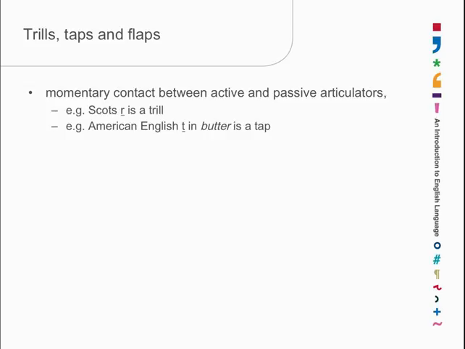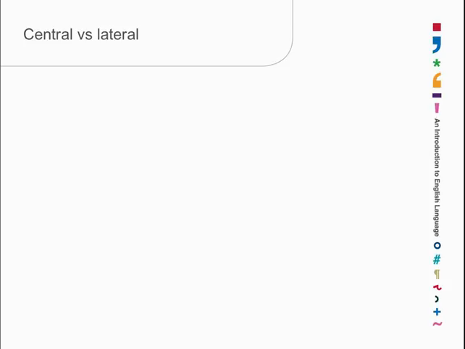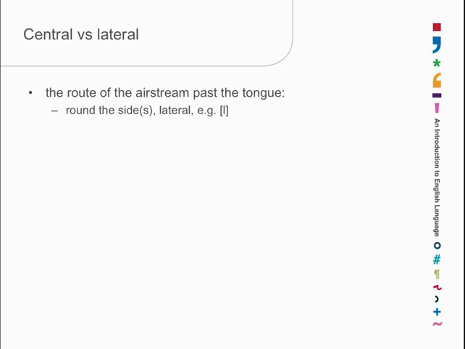What about sounds that are made in the center of the mouth as opposed to round the edges? This involves the route of the airstream past the tongue. The tongue's quite big and the air has to get round it somehow, and you can either create a groove in the middle or have the air escaping round the sides. Round the sides you get laterals, as in "all."